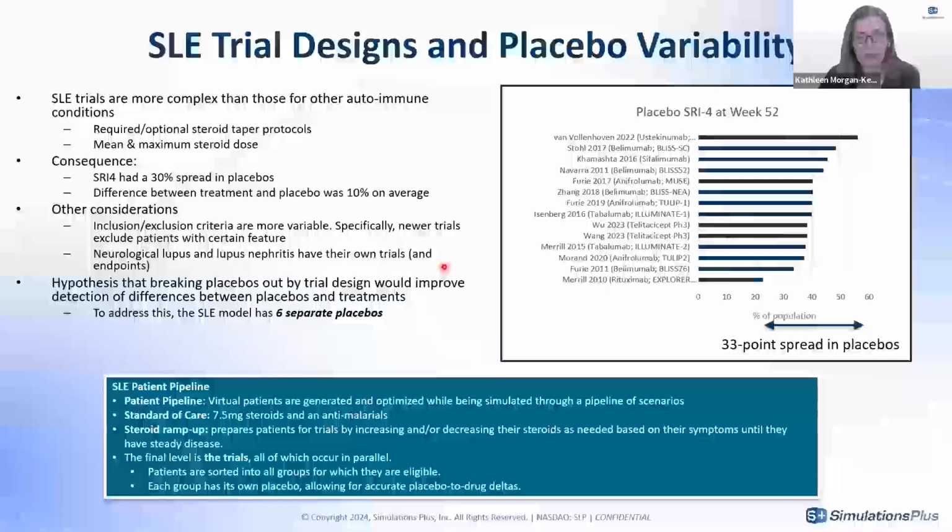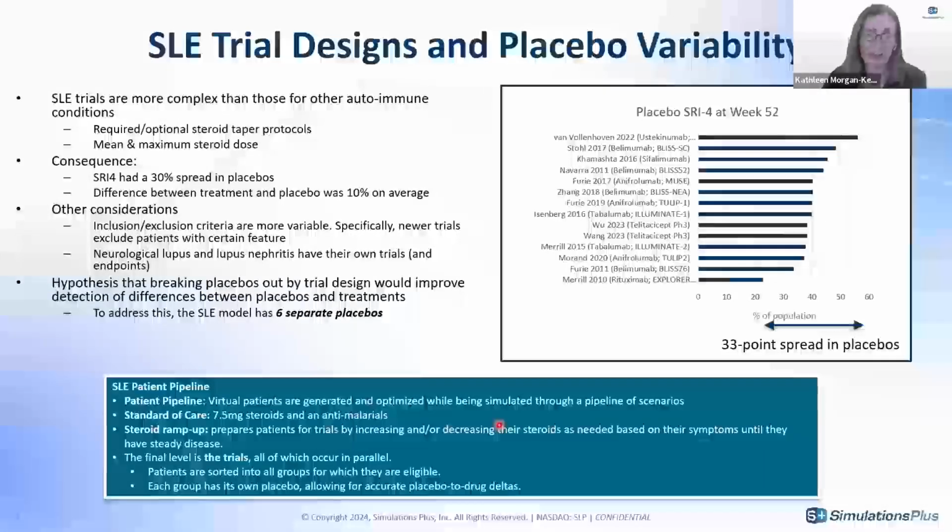When we started developing the SLE model, we had a hypothesis that breaking down the placebos by trial design would help improve the detection of differences between placebos and their treatments. To address this, our model was developed to have 6 different placebos. And we achieved these different placebos via this process outlined here, where virtual patients are generated and optimized while being simulated through the pipeline of scenarios.